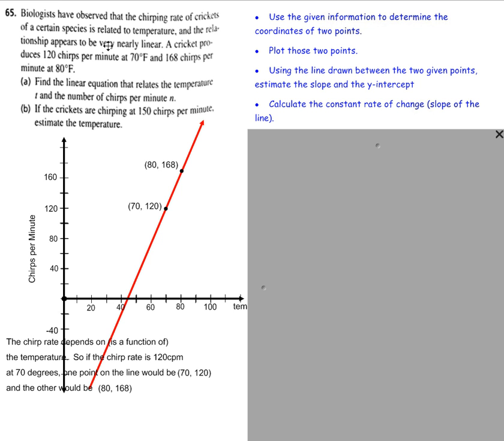The next thing I see in the paragraph is "appears to be very nearly linear." So what we're going to do is assume that the authors of this problem intended us to use a linear model. And that's what part A says right there. Find the linear equation. And here's my data.